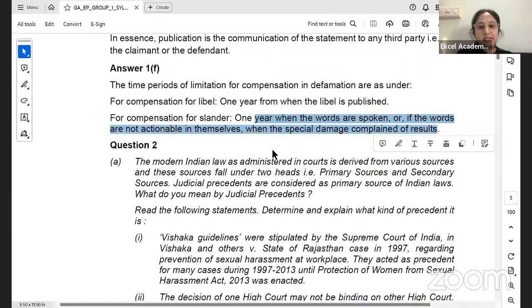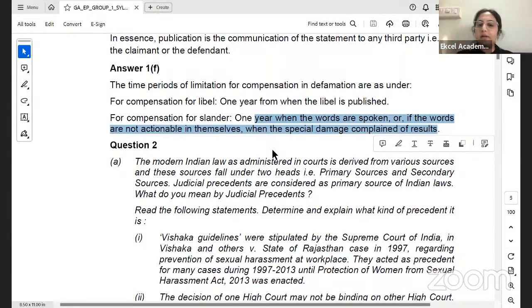So it is just the way you are writing the sentence: in libel, 1 year from when it is published, but in slander you have to count 1 year from when the words are spoken, or if the words are not actionable in themselves. Directly, whatever I told did not create any defamatory matter by words. But indirectly it has created a bad image about you in the society. So whenever that has occurred, on that day you have to calculate 1 year.